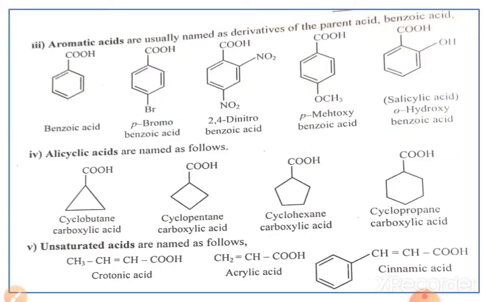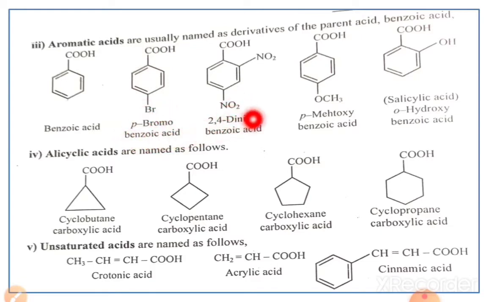Okay, now next the aromatic acids. Aromatic acids are usually derivatives of the parent acid, that is benzoic acid. That means a benzene ring containing a C double bond OH group is called benzoic acid. Now here, first example, C double bond OH and bromine are present. We always start the numbering from the C double bond OH, here 1, 2, 3, 4. That means this is the 1,4 position, and in the 1,4 position we call it para-bromobenzoic acid.